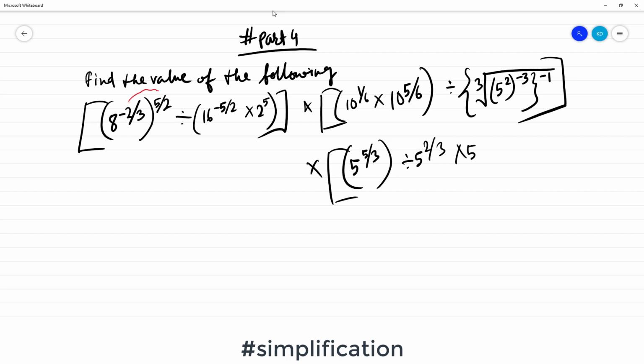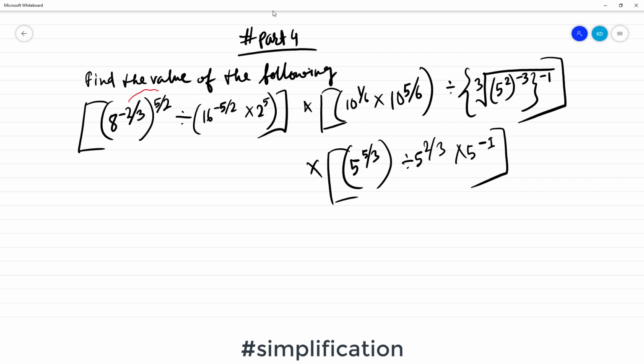Now 5 minus, sorry, here I need to fix this, so this one is minus 1. And now you have to solve this question.